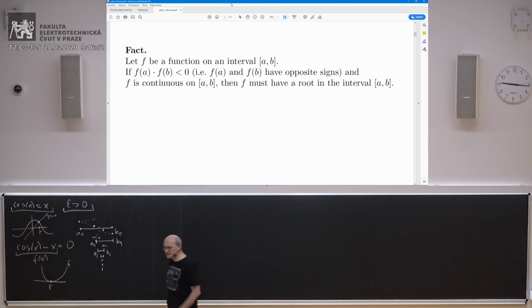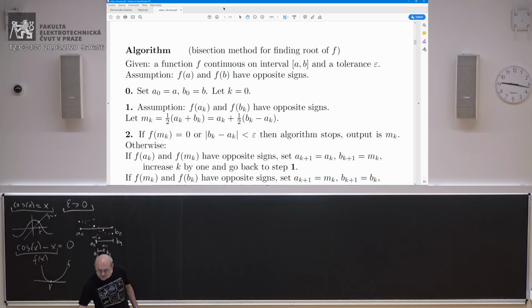And now let's have a look at the algorithm. I didn't use any computer language intentionally, because we don't want to get tied to some computer language. So it's written in words. Let's see, given, what's the starting point? We have a continuous function on interval AB. We have a tolerance epsilon. And we assume that we got lucky and found places with opposite signs. So far, so good. So we set A0 and B0 as given.